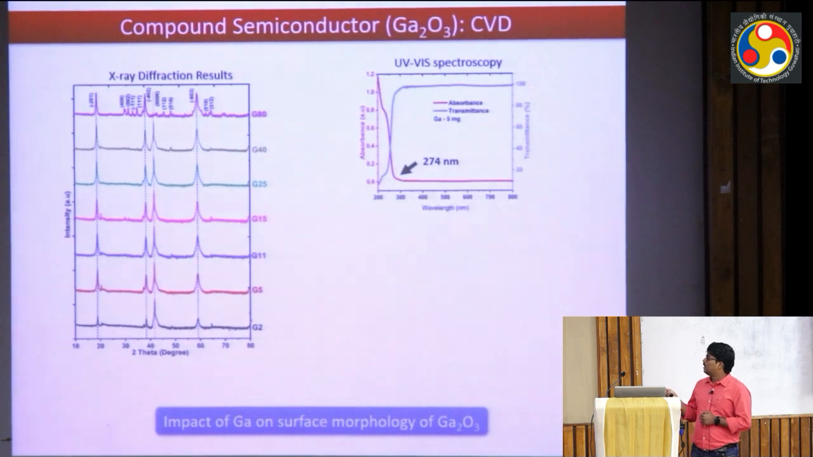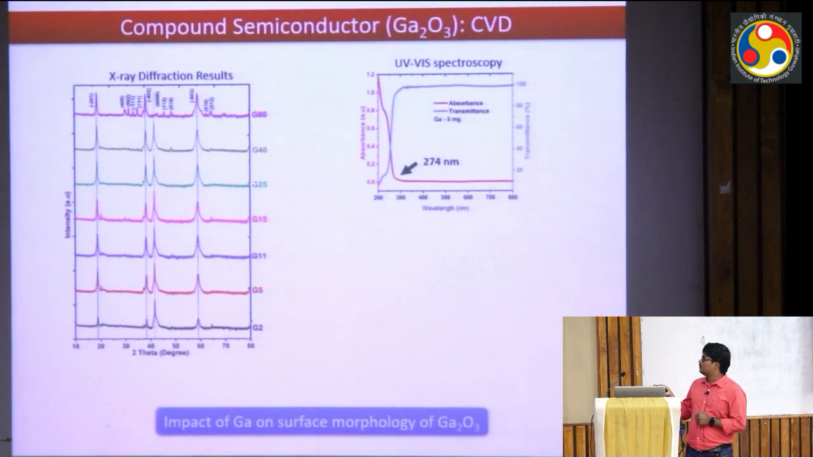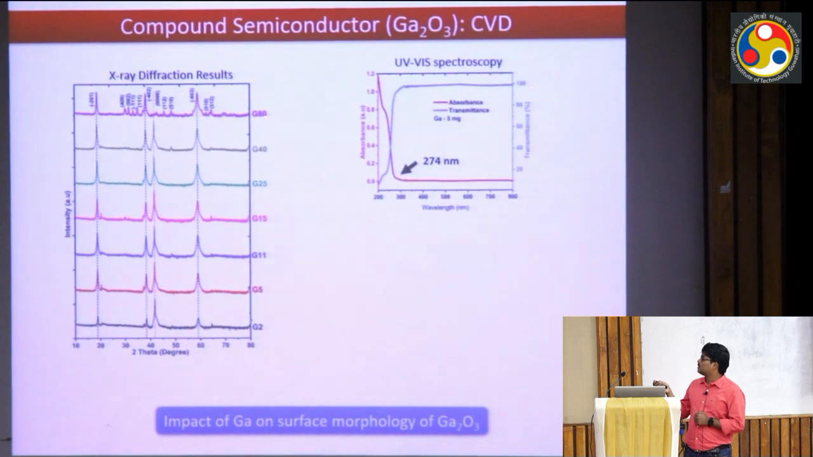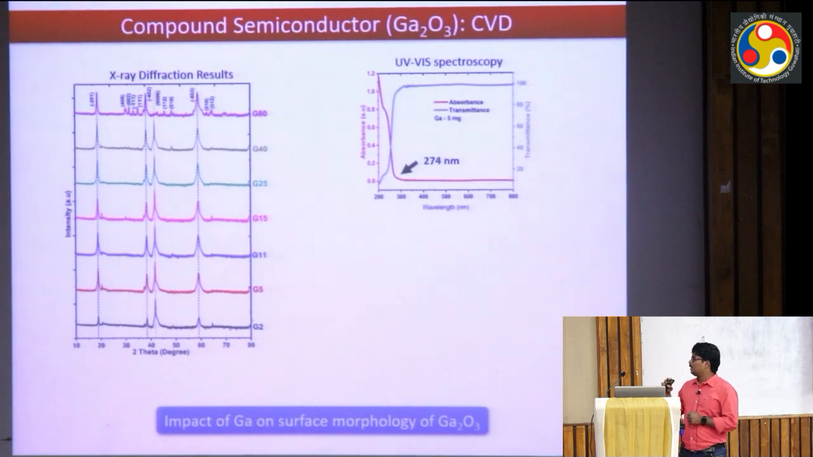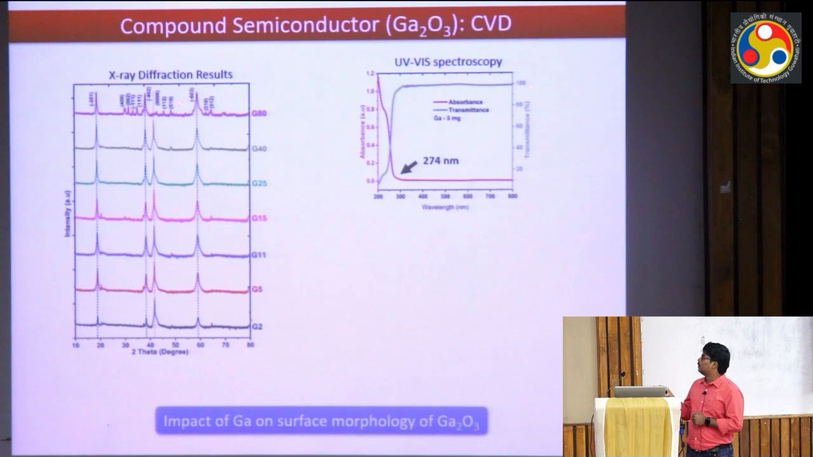Then again we have seen whether there is a crystallinity difference when we are changing the gallium. You can see this: G2 means when we are taking 2 milligram of gallium inside the chamber, and then this is the 5 milligram of gallium. When we see this crystallinity, there was as such no change. The only change was when we took a very high amount of gallium, a few other peaks were coming in XRD. So from the surface morphology point of view also, this is not a workable material for electronic devices.